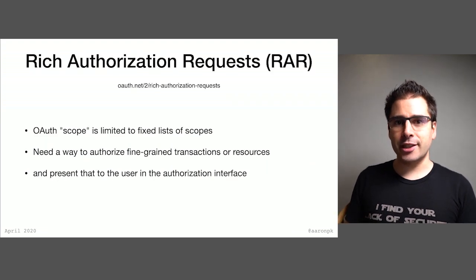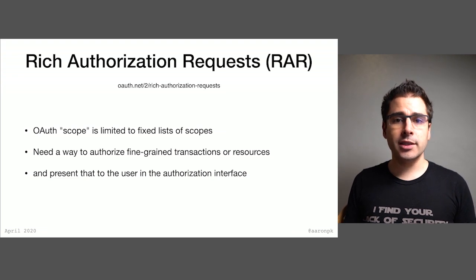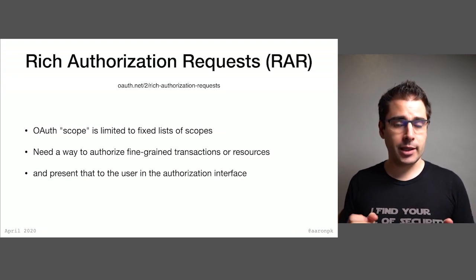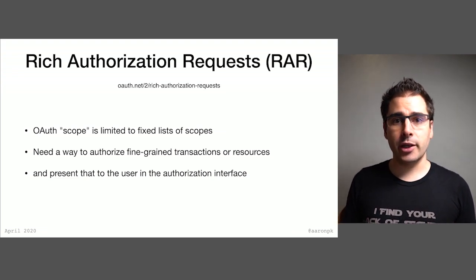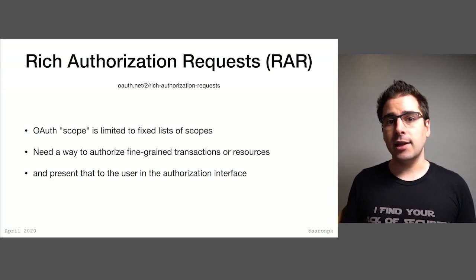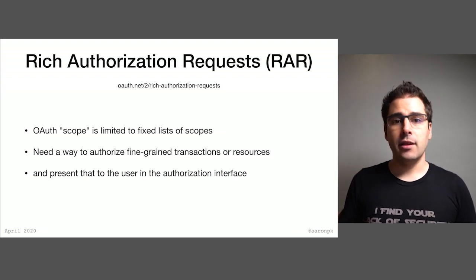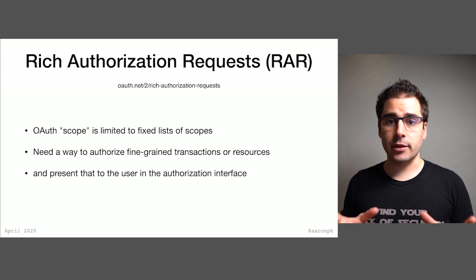Okay, rich authorization requests. This is a fun one. The idea with this one is that the OAuth concept of scope is actually very limiting. Scope works fine when you are talking about these sort of broad-ranging types of access. An application wants access to your contacts. It wants access to your photo albums. It wants to be able to upload videos. That's all stuff that can be described with OAuth scope.